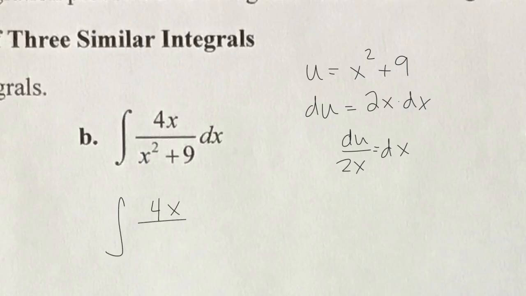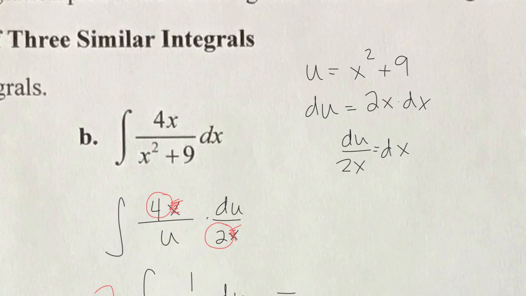So 4x over, well, this is u now. I let x squared plus 9 be u. And then dx I replace with du over 2x. Okay, so what simplifies here? The x and the x divide out, which is excellent. If they did not divide each other out, then this would be a bad way to try and solve this. And 4 divided by 2 is 2. So I'm going to pull the constant to the front of my integral, like we do with all constants, and I get 1 over u du.